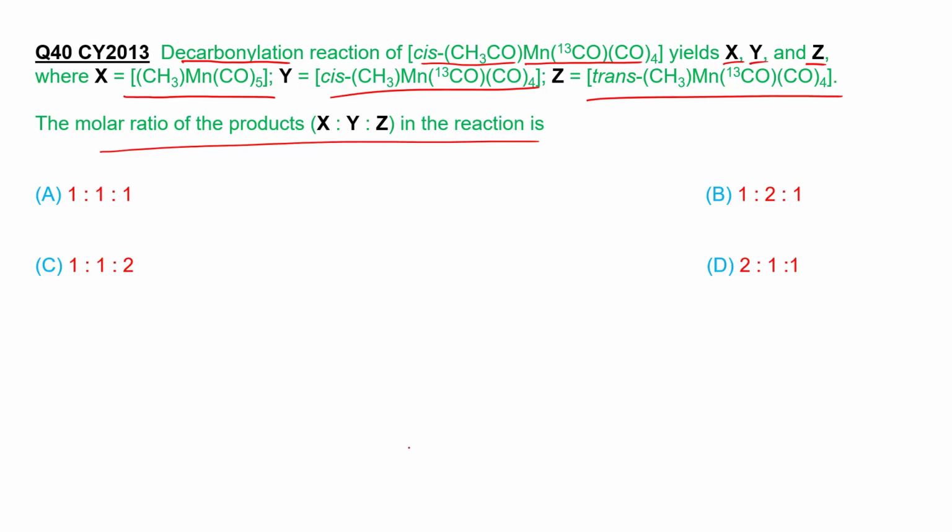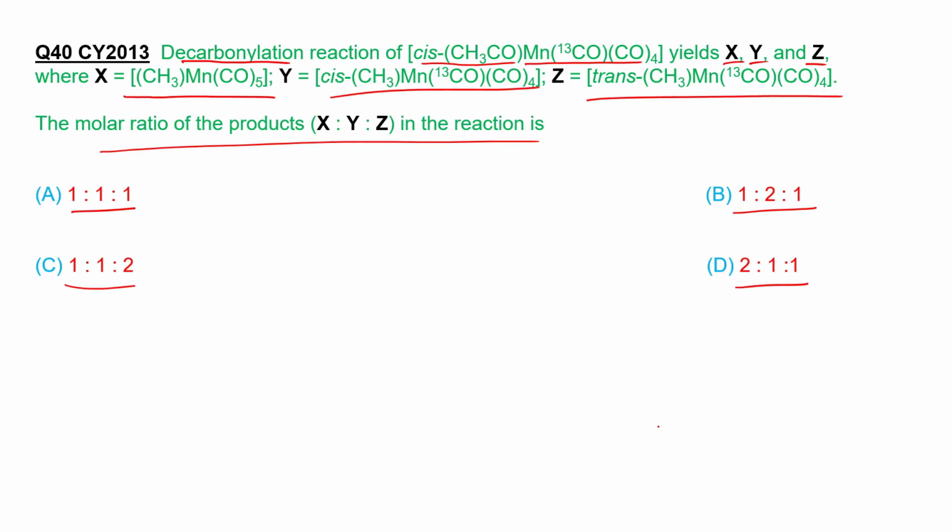There are four options given. Option A 1 is to 1 is to 1, option B 1 is to 2 is to 1, option C 1 is to 1 is to 2, and option D 2 is to 1 is to 1. So we have to find the correct answer among these four options.